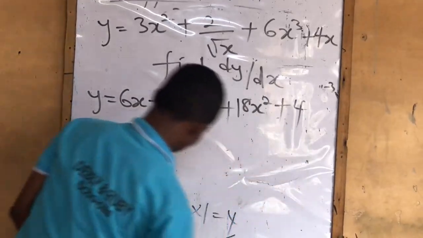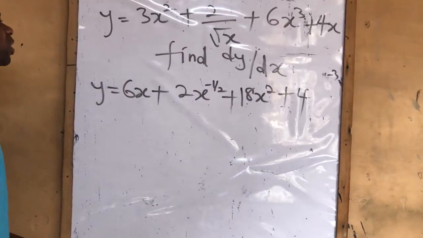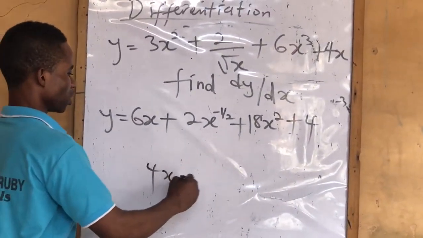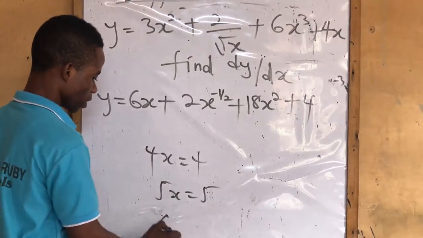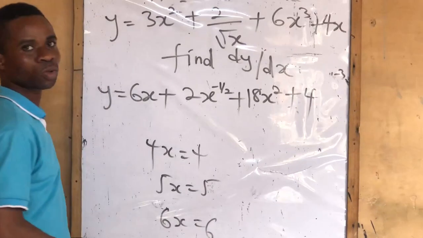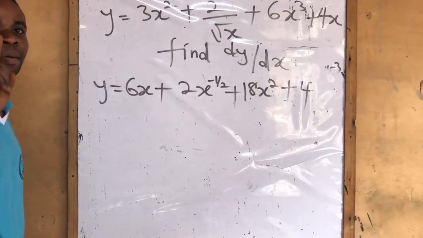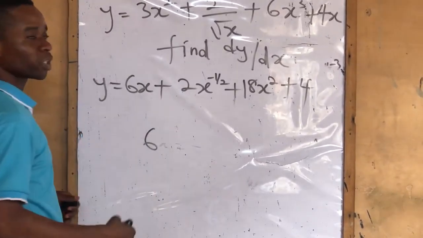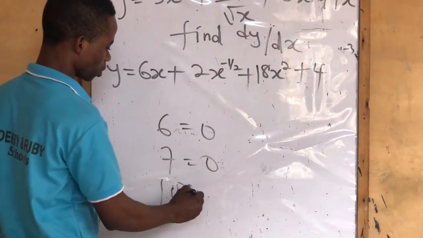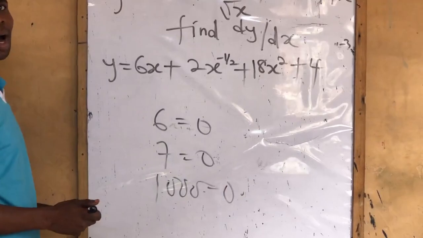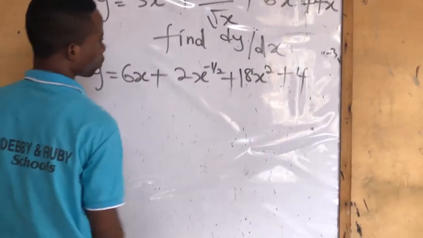That means anytime you differentiate something like 4x, it is 4, differentiation of 5x is 5, differentiation of 6x is 6, and so on and so forth. But differentiation of a single number, like 6, is 0. Differentiation of 7 is 0. Differentiation of 1000 is 0. A single number will always be 0. That's the differentiation of a single number is always 0.